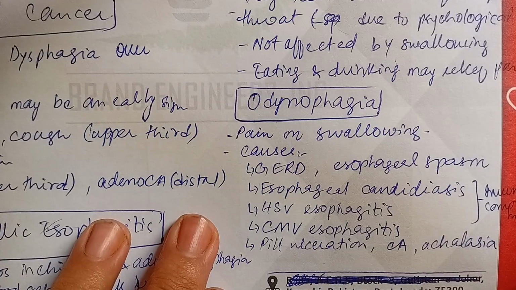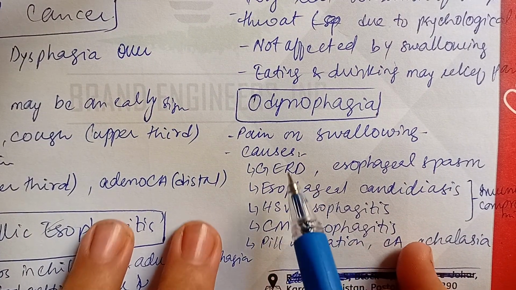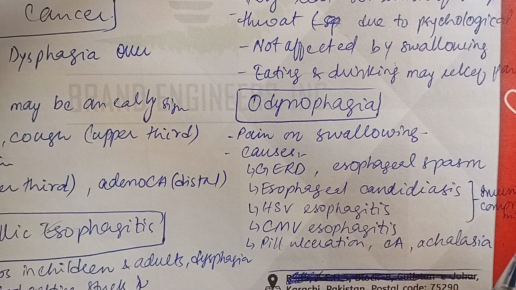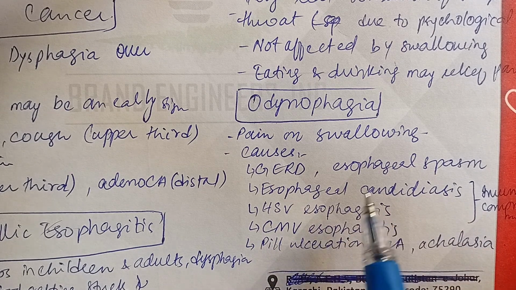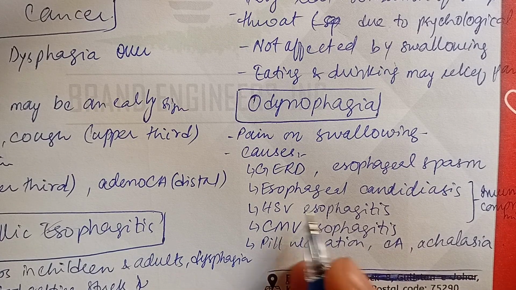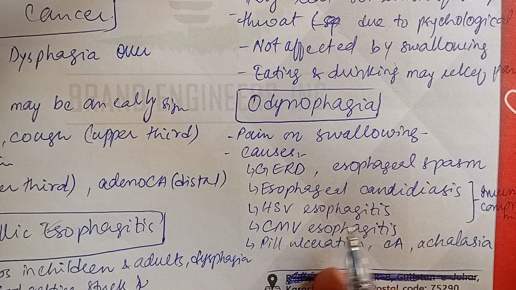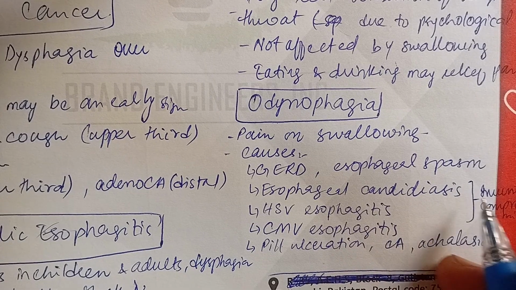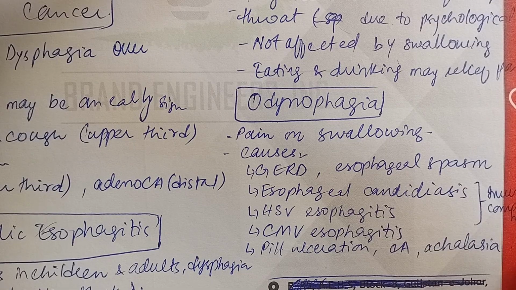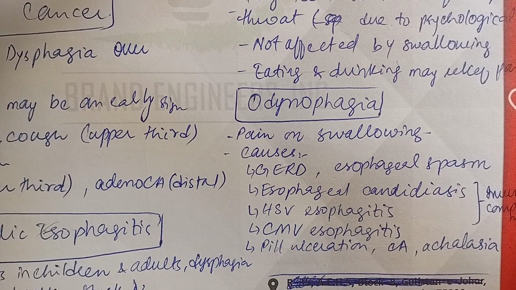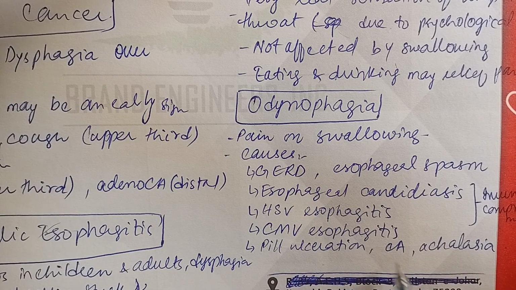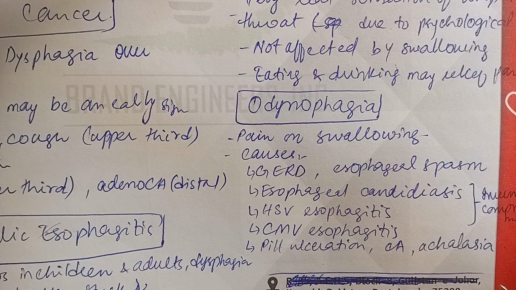What is odynophagia? Odynophagia is pain on swallowing. What can be the cause of odynophagia? Gastroesophageal reflux is the most common cause, and we have esophageal spasm, esophageal candidiasis, herpes simplex esophagitis, and cytomegalovirus esophagitis. These are the infections that can cause odynophagia and dysphagia in immunocompromised patients, like in the patient of AIDS. Pill ulceration can be a cause, and cancer can be the cause, and achalasia.